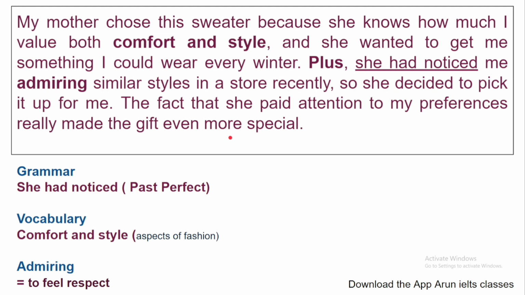Remember, whenever you show grammatical structures, whenever you show range, make sure that you use past perfect, present perfect, past perfect continuous, present perfect continuous, right? Try to show a wide range of grammatical structures if your target band score is 7+, especially if you are a GT candidate. Confident style, aspects of fashion, admiring: to feel respect.